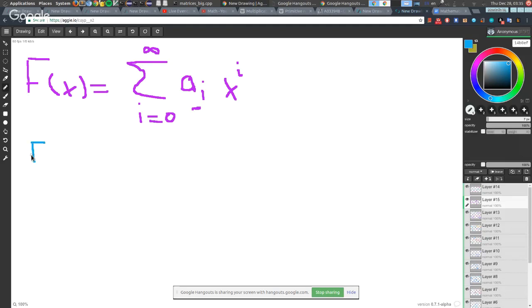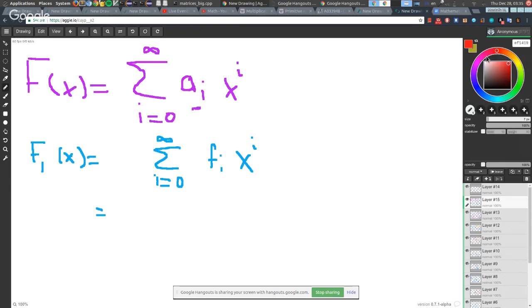So for example, we can define some, let's say, f1(x). So this will be the Fibonacci numbers. So we choose the coefficients to be the Fibonacci numbers. So basically that's it.